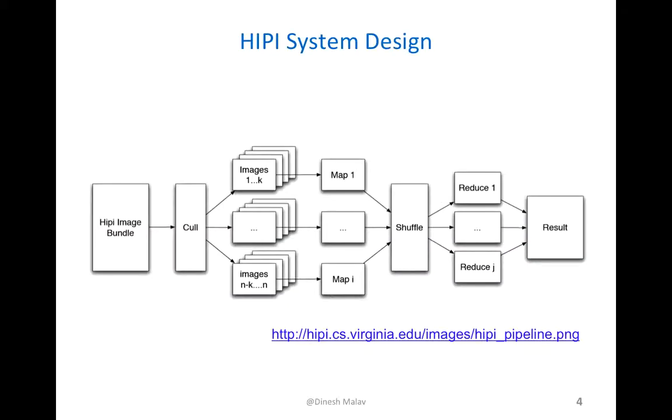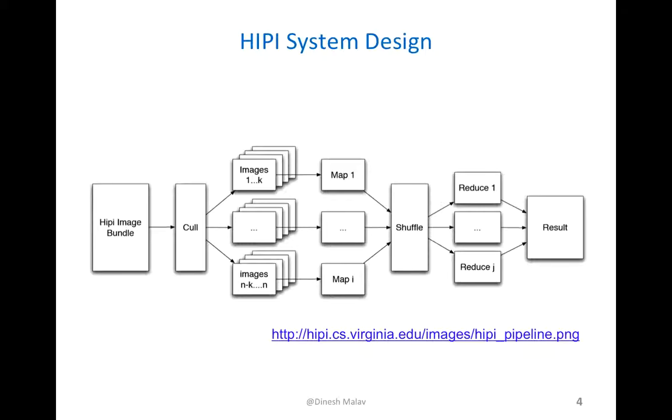The HIPI system consists of different MapReduce tasks. The primary input object to a HIPI program is a HIPI image bundle or HIB file. This is a collection of images represented in a single file on HDFS. The first processing stage of HIPI program is a culling stage step that allows filtering of images in a HIB based on a variety of user-defined conditions.